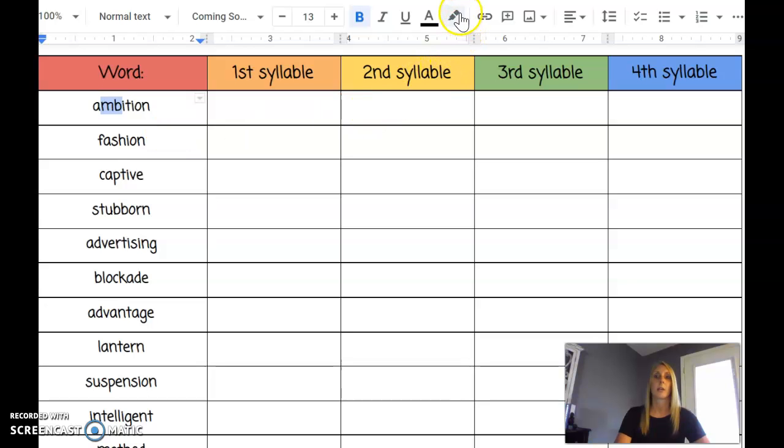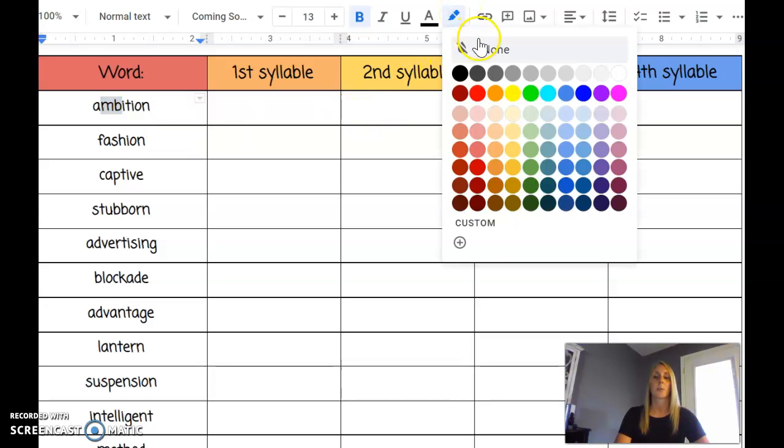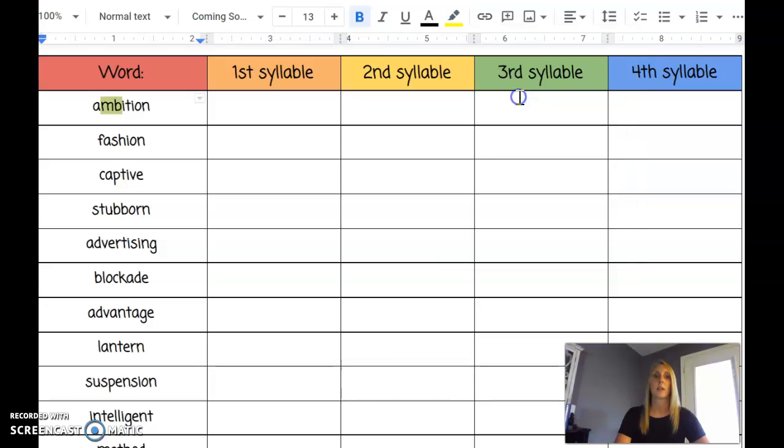Then I'm going to come over here to my highlighter tool, and I'm going to pick any color. I'm going to choose yellow, and I'm going to highlight the two consonants. Then I'm going to divide ambition into the correct number of syllables.